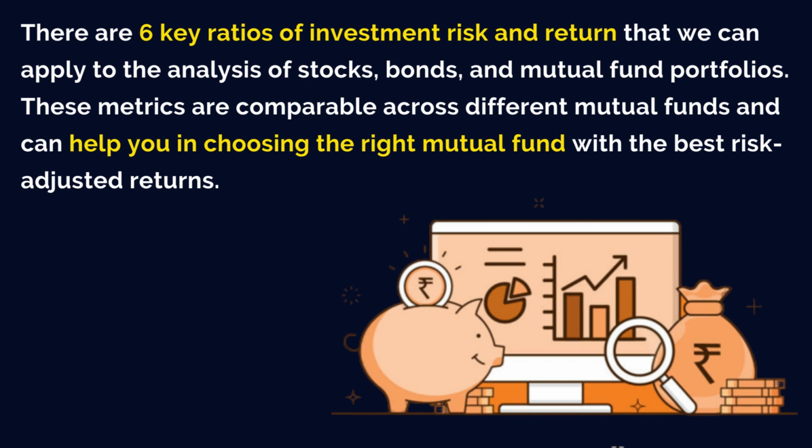There are 6 key ratios of investment risk and return that we can apply to the analysis of stocks, bonds, and mutual fund portfolios. These metrics are comparable across different mutual funds and can help you in choosing the right mutual fund with the best risk-adjusted returns.